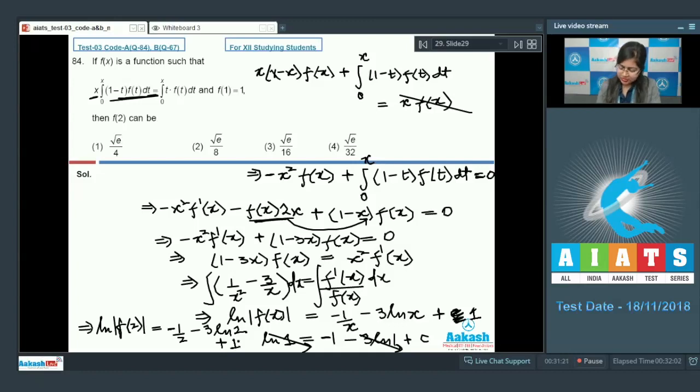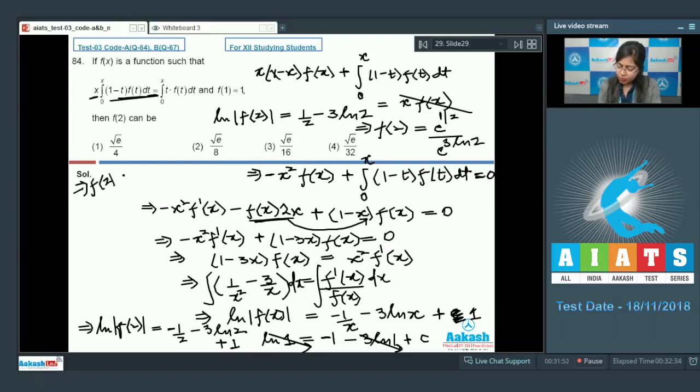So from here we get that ln |f(2)| is equal to 1/2 minus 3 times ln 2. That is, from here we get that f(2) is equal to e^(1/2) upon e^(3 ln 2). So, which can further be solved as f(2) equal to e^(1/2), that is root e, upon e^(ln 2^3), that is 8, right? So this is equal to root e upon 8. So the correct answer is option number 2.